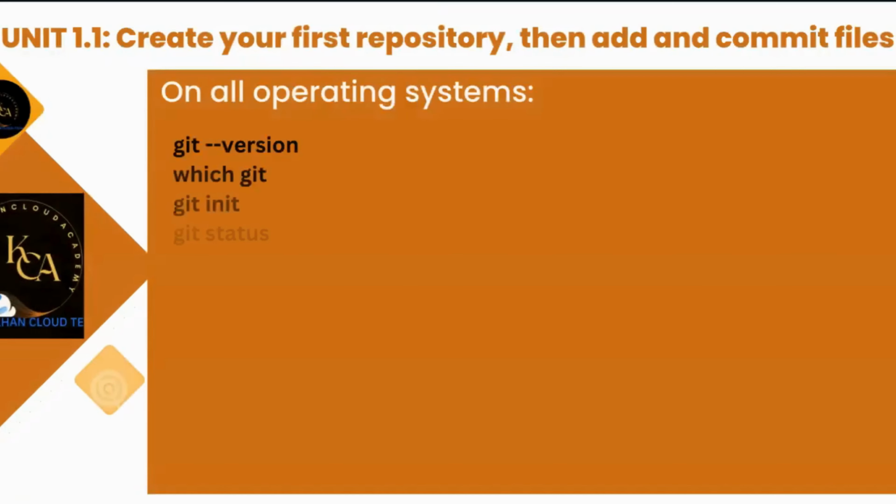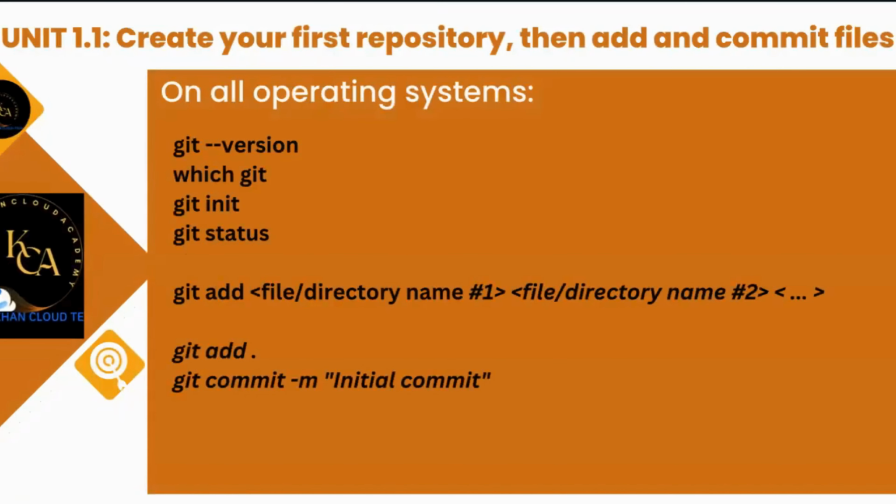So this is unit one: let's create your first repository, then add and commit files. This is for all operating systems, and we are majorly focusing on that. So I'm just giving you a little bit of how you're going to check and all. Okay. So let's go directly to our Ubuntu machine.